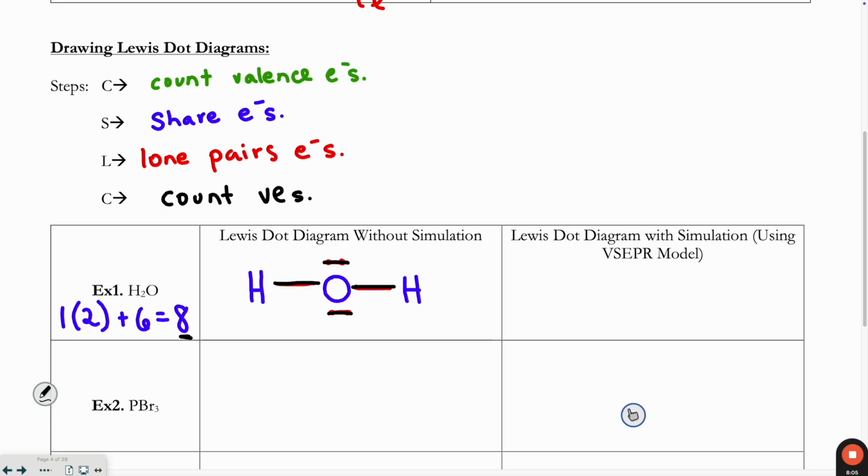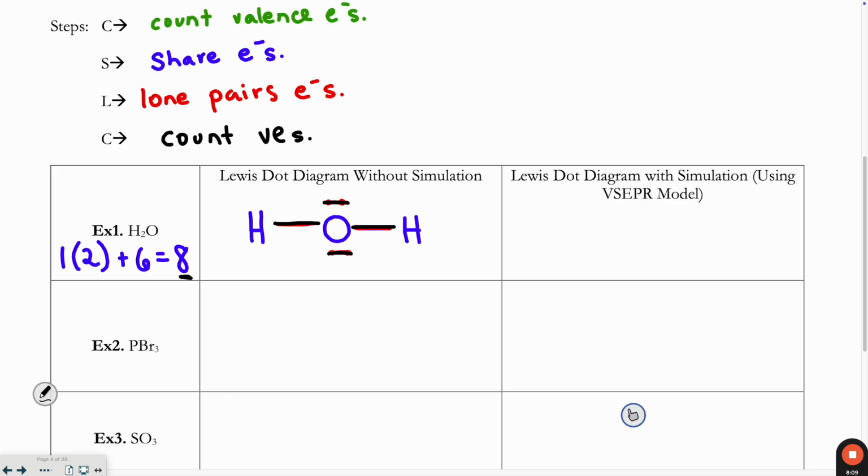I'm going to talk about the VSEPR model in a moment, but let's do one more practice problem. For PBr3, first I'm going to count valence electrons. So phosphorus has 5 valence electrons. Bromine has 7, but there are 3 bromines. So I have a total of 26 valence electrons.